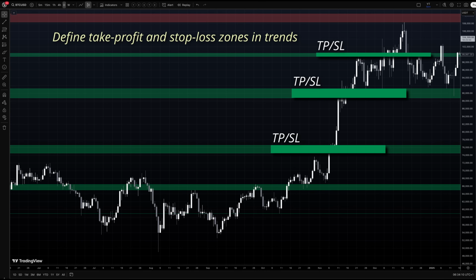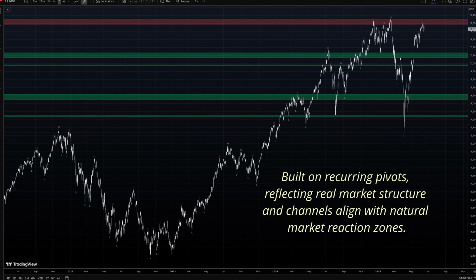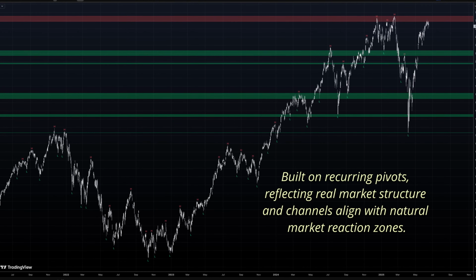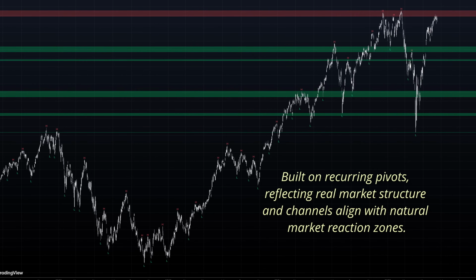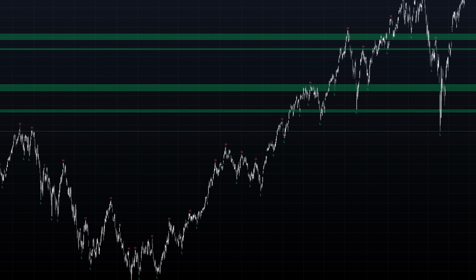setting take-profit or stop-loss zones in trend trades, and monitoring structural breakouts. Since the channels are based on recurring pivots, they often align with naturally reactive zones in the market, providing a grounded framework for both discretionary and semi-automated systems.